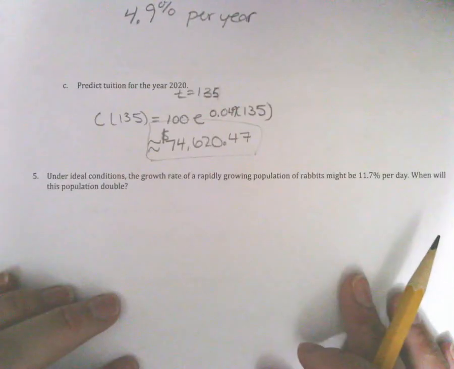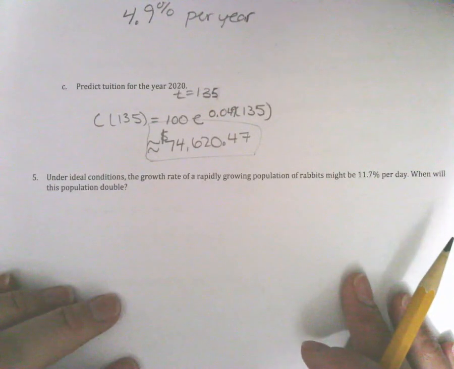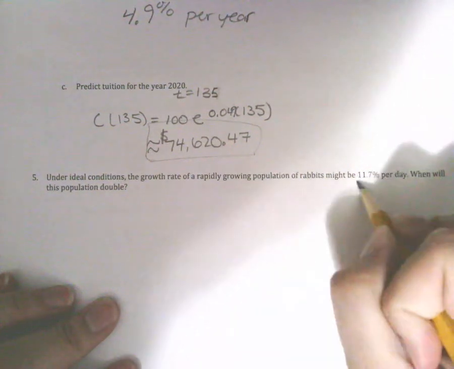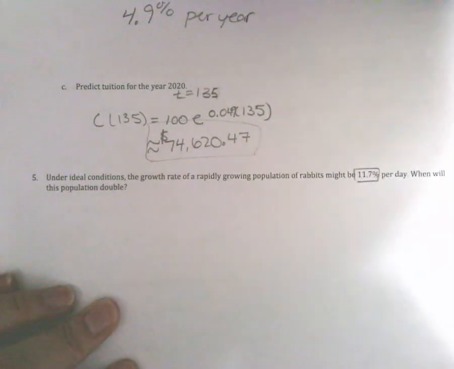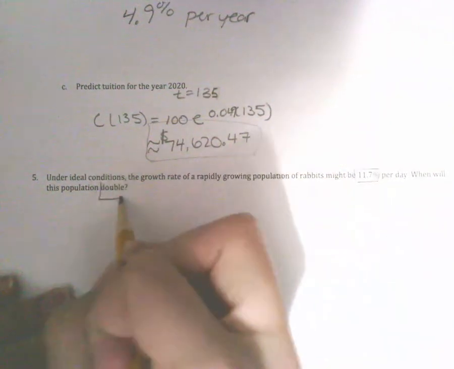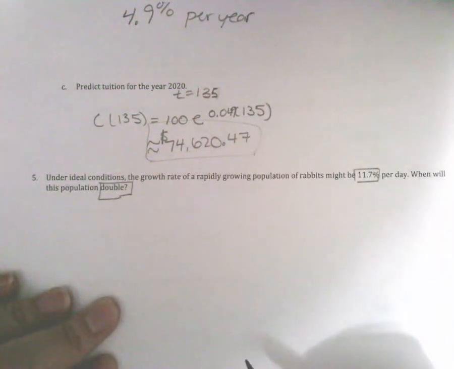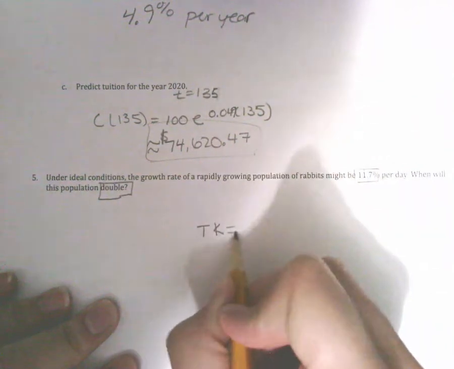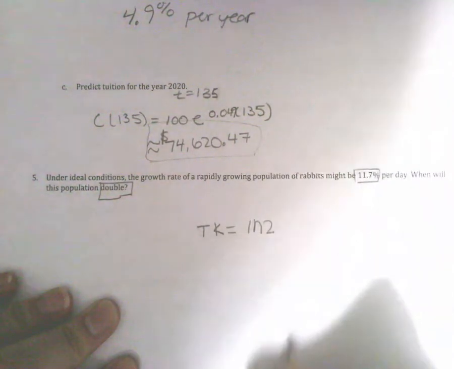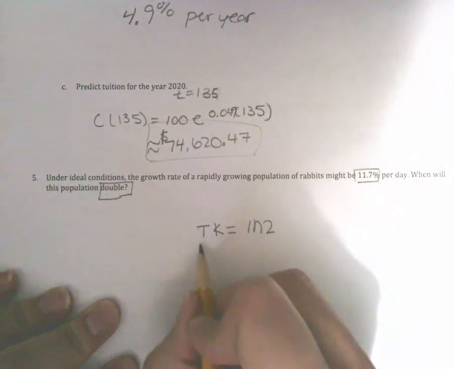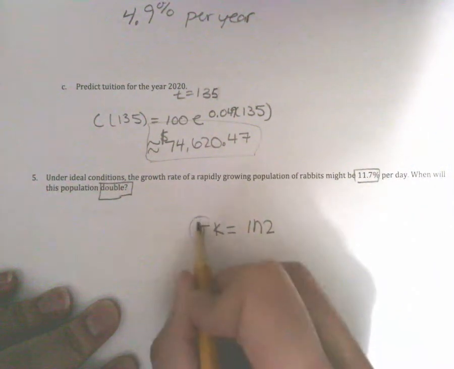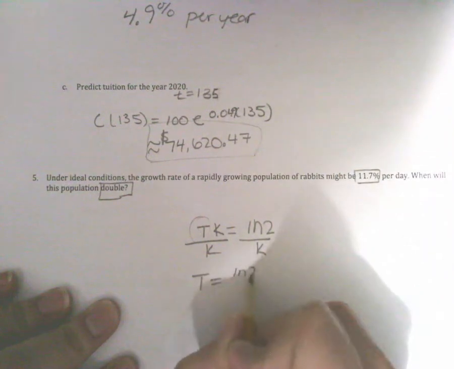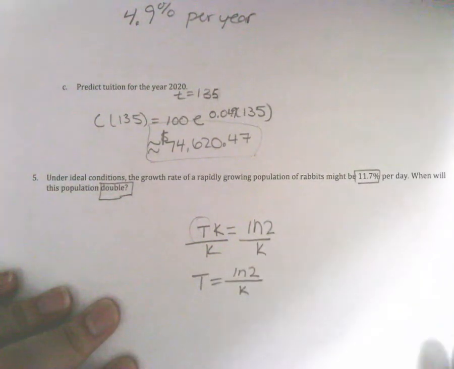Okay, under ideal conditions, the growth rate of a rapidly growing bunny population will be approximately 11.7% per day. When will this population double? So once again, we are looking for doubling time. We know that doubling time times k equals the natural log of 2. So if we're solving for doubling time, we can divide this by k to get the natural log of 2 divided by k is our doubling time.